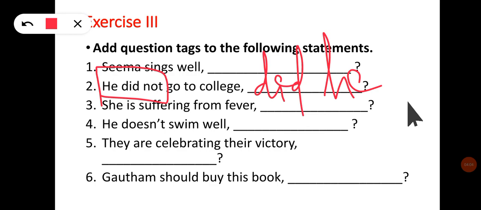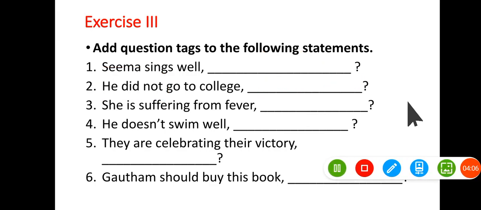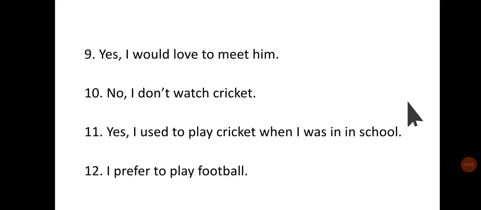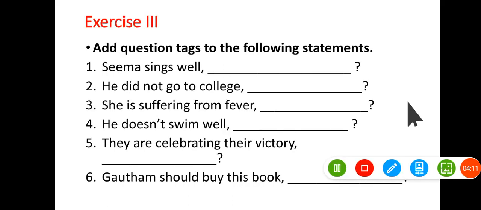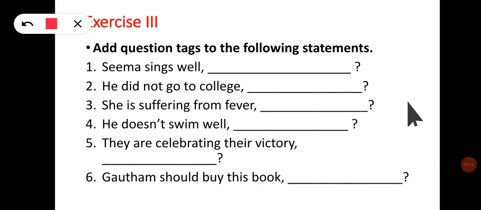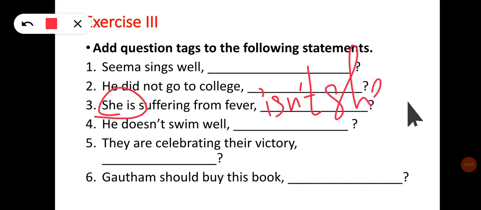Did he? Next. She is suffering from fever. Okay. So here, if you look, she and is are given. So is is positive, so you have to change that into negative. Isn't, not is not. You cannot use the long form again. You have to use only the short form. Isn't she? Okay. Next one.